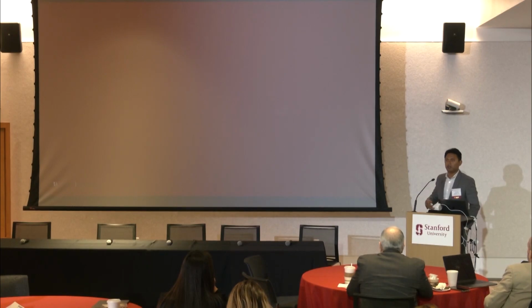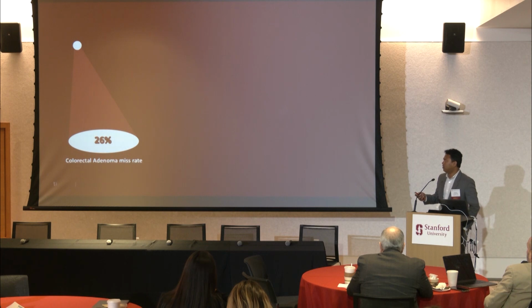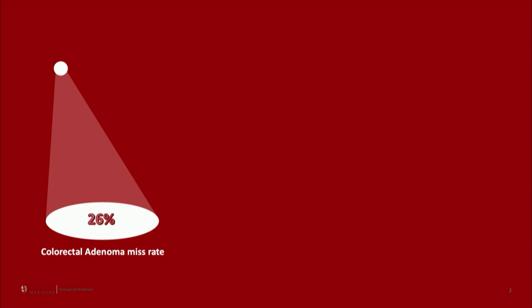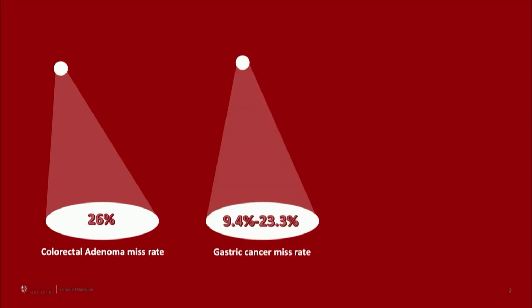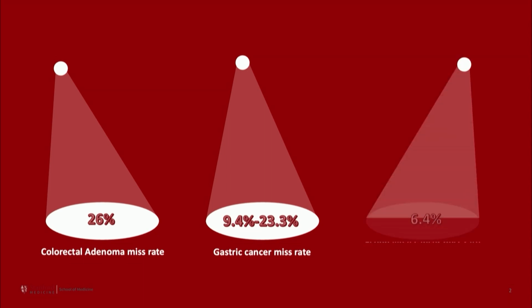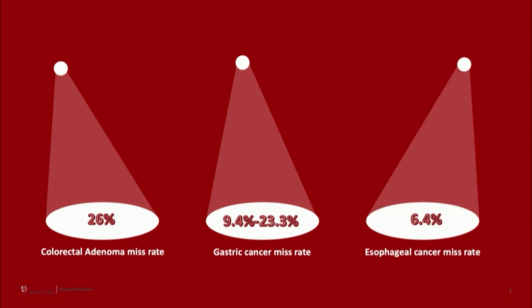So to begin with, although endoscopy has made a huge stride and we've made great advancements, we see that the colorectal adenoma miss rate is as high as 26% for early adenomas. And gastric cancer in its earliest form can be missed as high as 9.4% to 23.3% in upper GI endoscopies. And early esophageal cancer miss rate can be as high as 6.4% on EGDs. So that's why we need improvements in endoscopy.